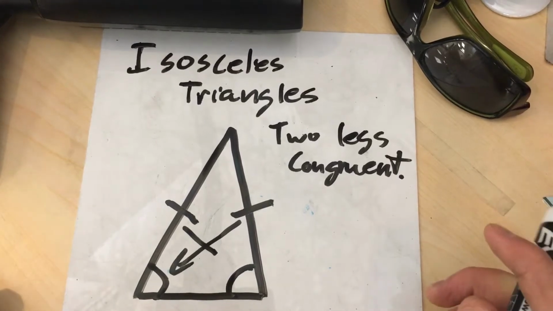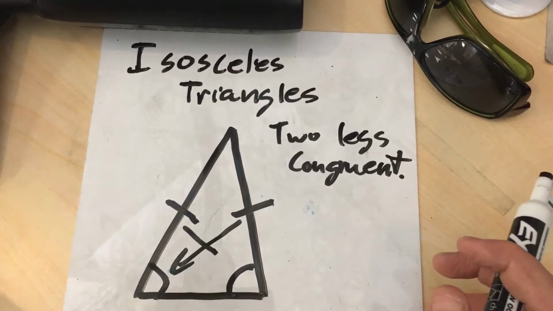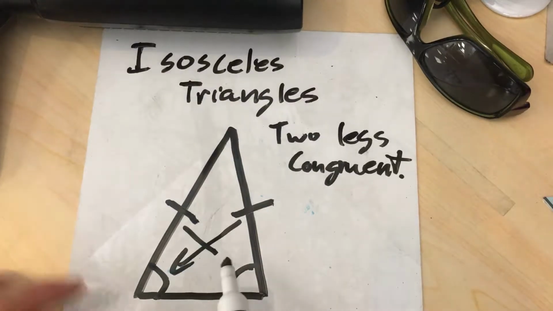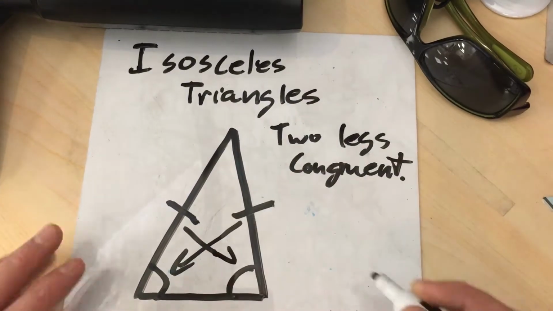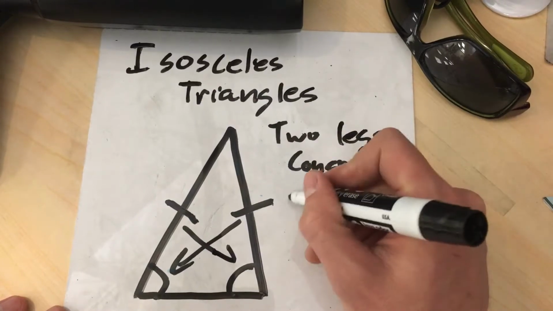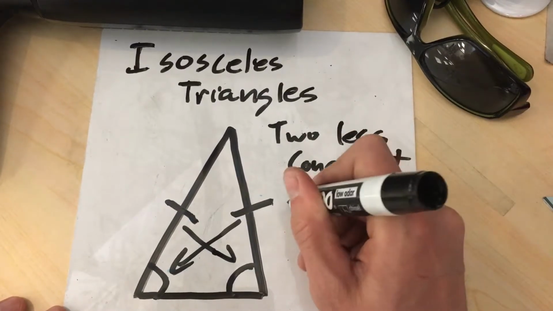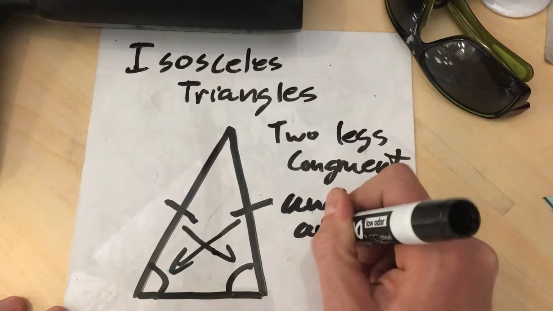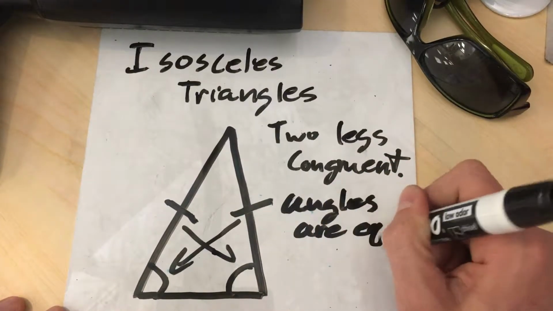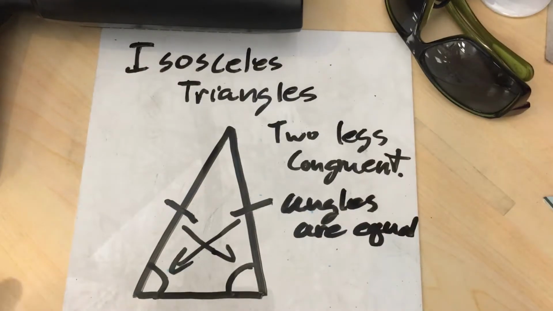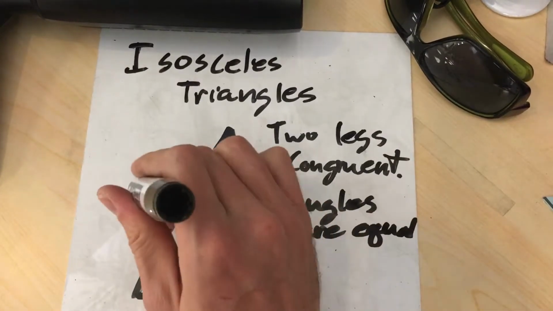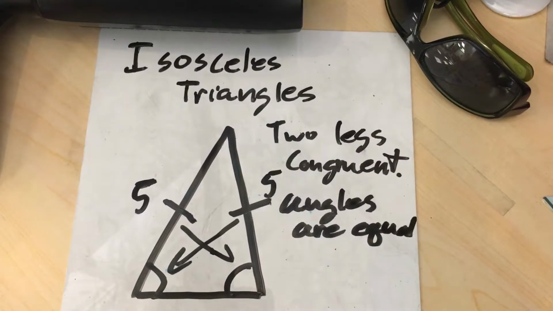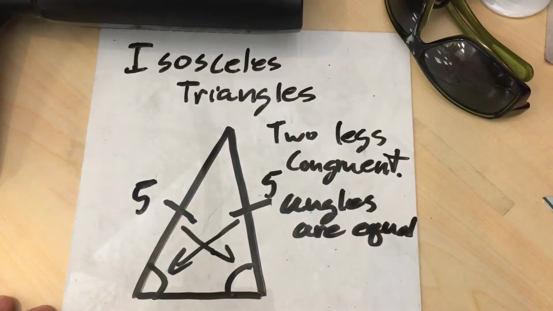It really is the case for equilateral triangles too. If you have an equilateral triangle, all the sides are equal, so all the opposite angles are equal. So we know that the two opposite angles are equal. What that means for us is that if this leg is 5, then this other leg has to be 5.